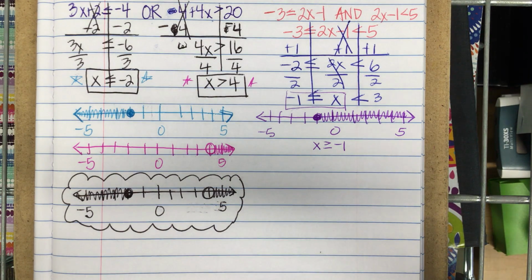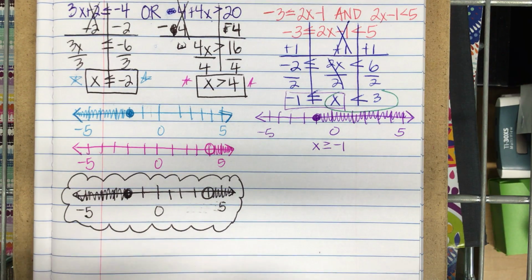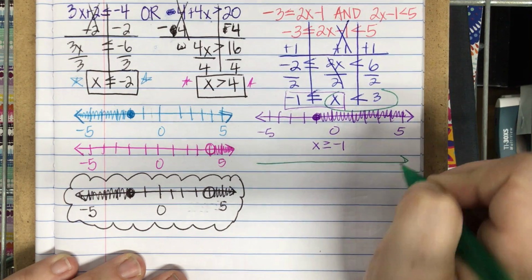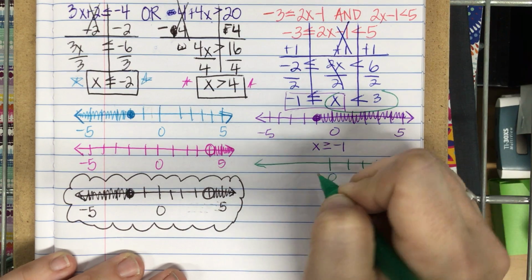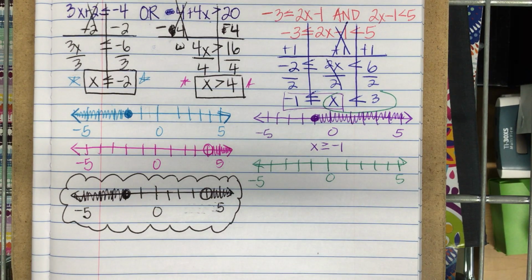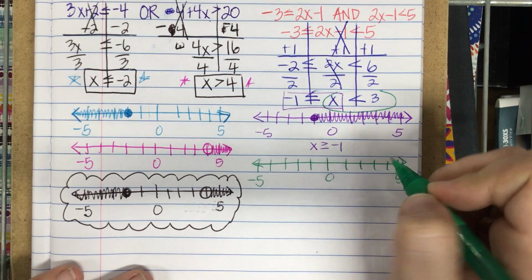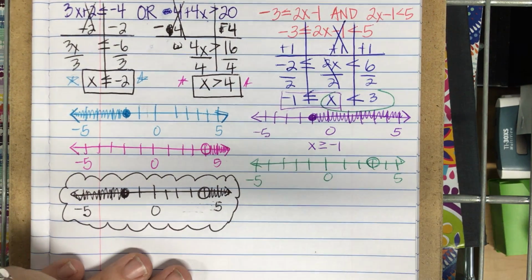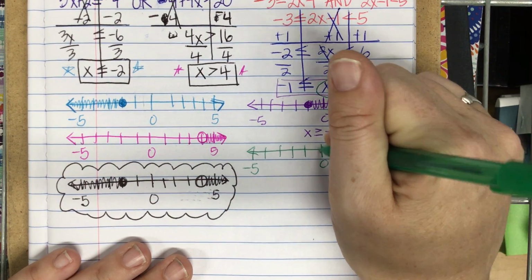Then I'm going to graph my second one, which is right here. 0, 1, 2, 3, 4, 5. 1, 2, 3, 4, 5. Who can read this inequality to me, Seth? x is less than 3. Open or closed dot? Open. Open dot at 3. Shade to the right or shade to the left? To the left, because x is less than.